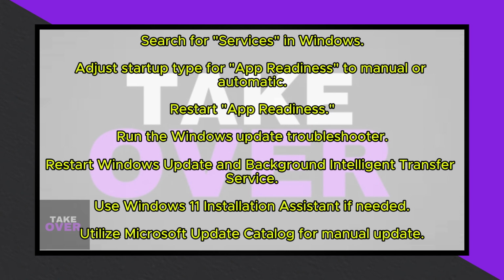If none of the above methods work, reset the Windows Update components by executing provided commands in Notepad and running the file as an administrator. As a final resort, utilize the Media Creation tool to update Windows 11. Download and run the tool, select the option to create installation media, and follow the on-screen instructions. By following these steps, you should be able to successfully install the necessary updates on your Windows 11 system.